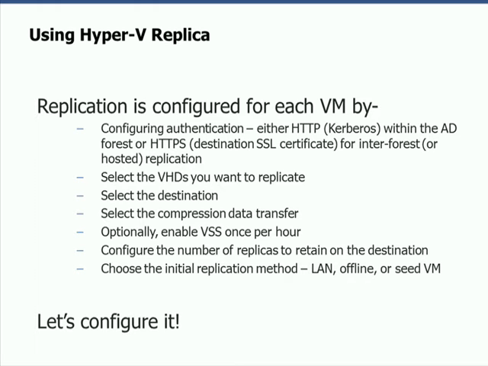In other words, the state of the application is paused while the replication takes place to ensure that no transactions are lost. You'll configure the number of replicas to retain on the destination, and then you'll choose the initial replication method, which could be LAN. You could do it over the network. You could do it offline, let's say using a removable USB drive. You could take that to the replica host to perform the initial replication, or you could use a seed virtual machine. So I'll be covering all these things in detail, step by step, in the demonstration. So with that, let's get started.